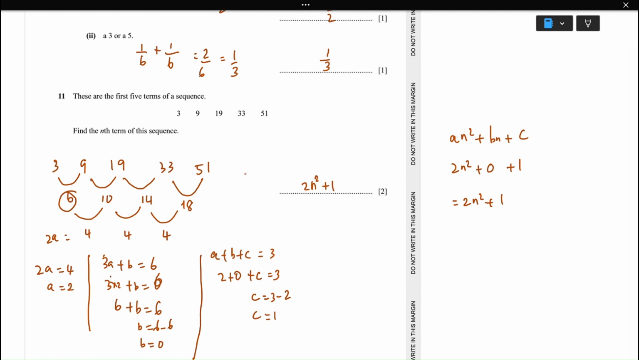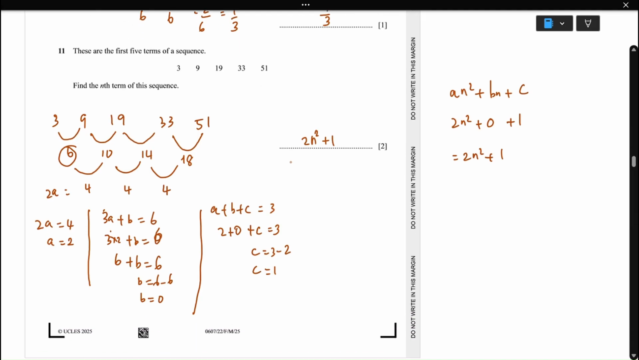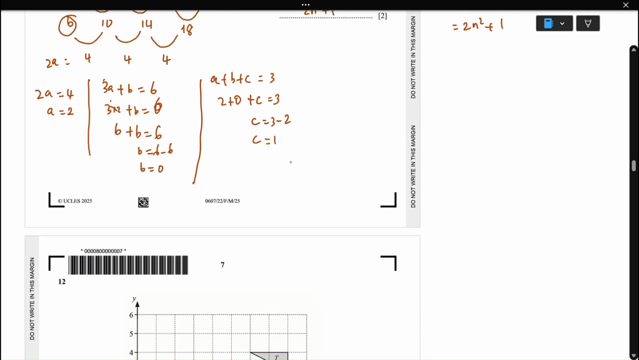Okay, so we put the first number n equal to 1. So 1 times 1 is 1, 1, 2, 3. Yeah, the first answer we are getting. Second, next you put 2. 2 squared is 4. 4 times 2 is 8. 8 plus 1, 9. So 3 squared is 9. 9 times 2, 18. So we are getting the sequence. So 2n squared plus 1 is the nth term of the sequence.